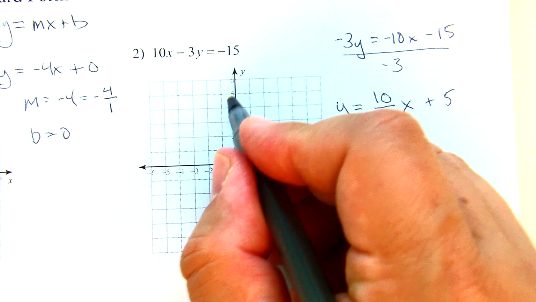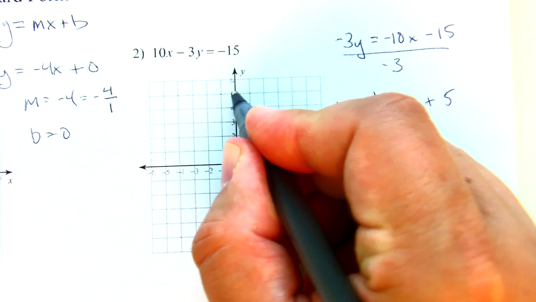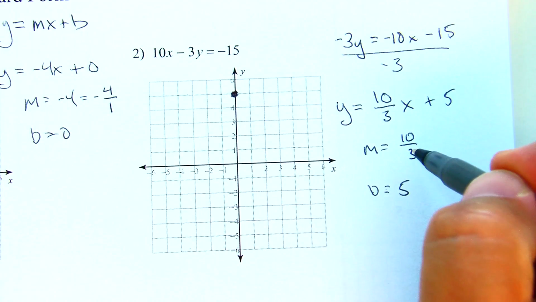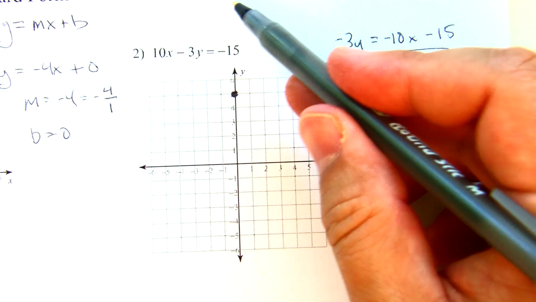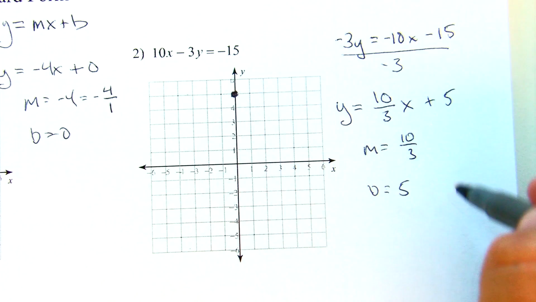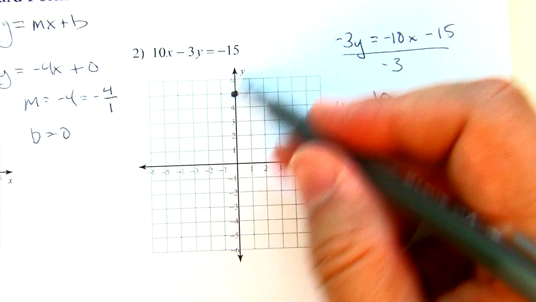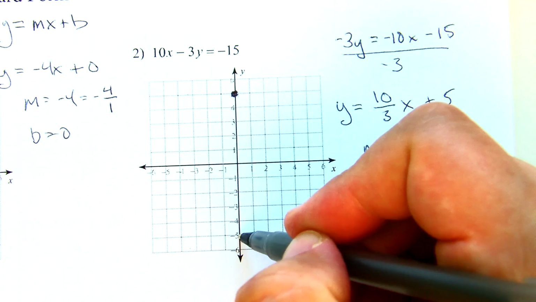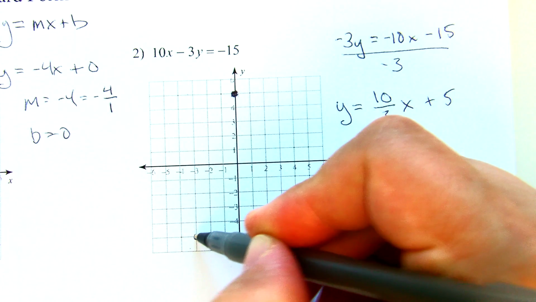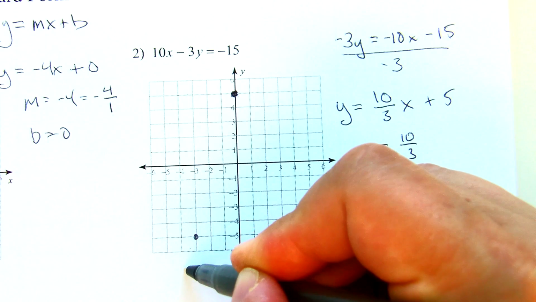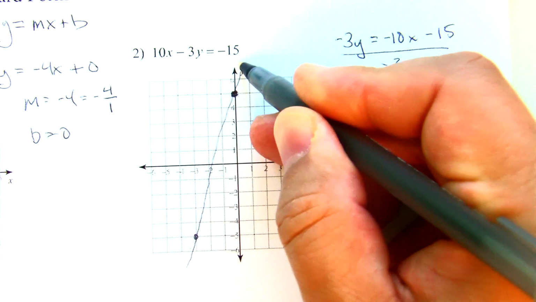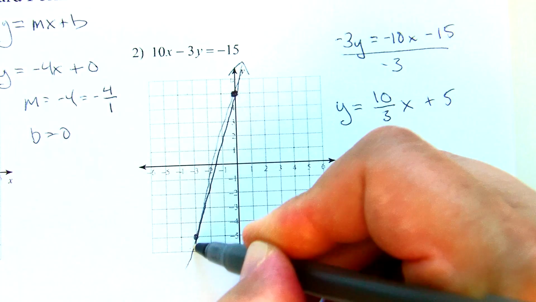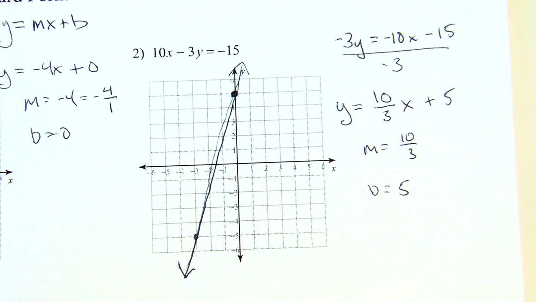The y-intercept is right here, and we're going to have a hard time going up 10 and over 3. We know it's a positive slope, so it should be going in this direction. What we'll do is just go down 10, back 3, and that's going to give us another point on the line. It's going to look something like that. That's not a great line. Maybe a little bit better. Okay.